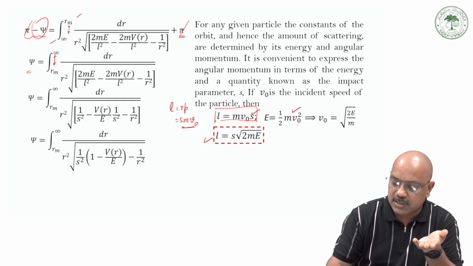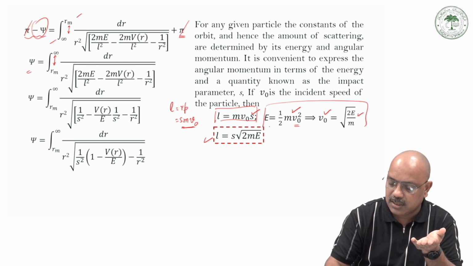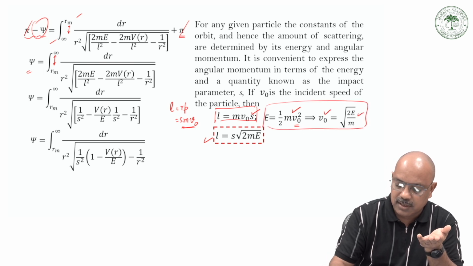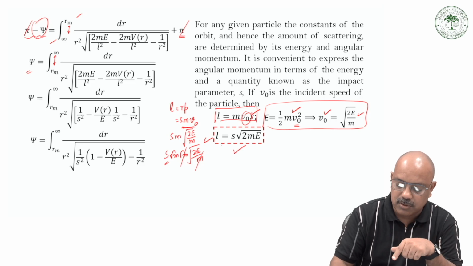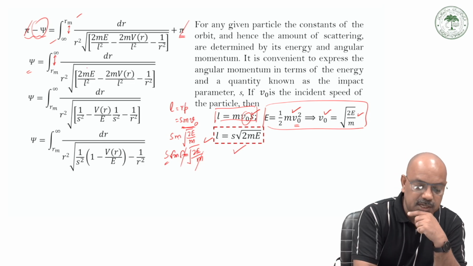So from the energy relation, v naught is going to be under root twice E by m. If I put v naught here, so S m v naught is S under root m times under root twice E by m. The 1 under root m and 1 under root m cancel out, so this is S root twice E m. I'm going to use this in place of root twice m E.